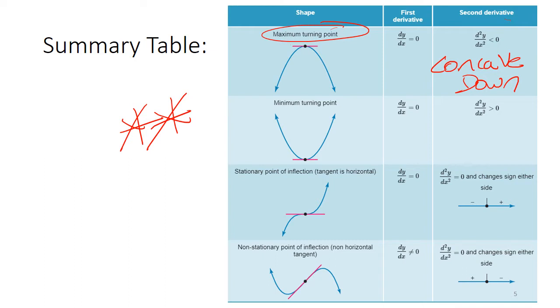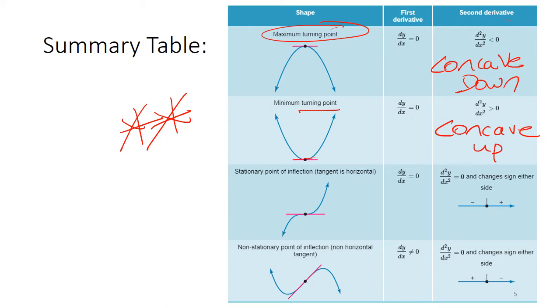Now let's look at the second one, the minimum turning point. At this point, it is the smallest point around the area. The curve is decreasing, decreasing, decreasing up to this point, and then it increases again. It changes direction. That's why they call this the turning point. Again, the first derivative tells us the gradient at this point is 0. The second derivative tells us the concavity. If the second derivative is a positive number, greater than 0, we can say that it is concave up.